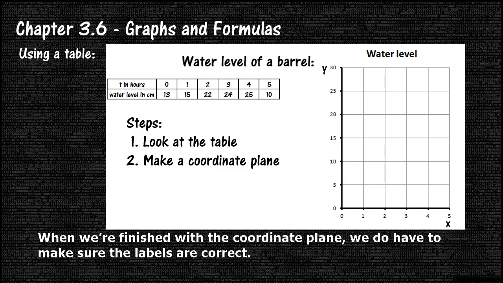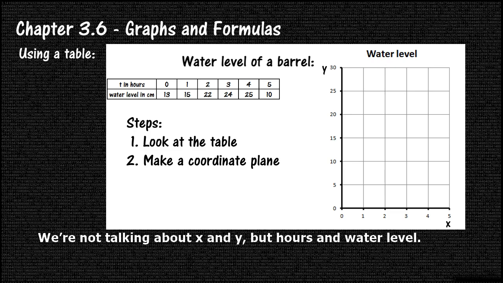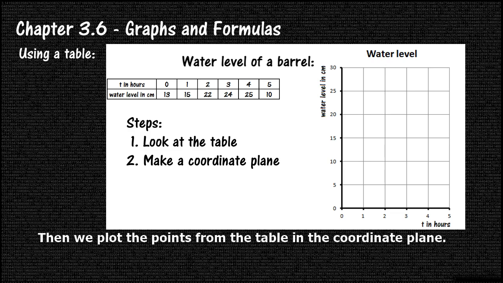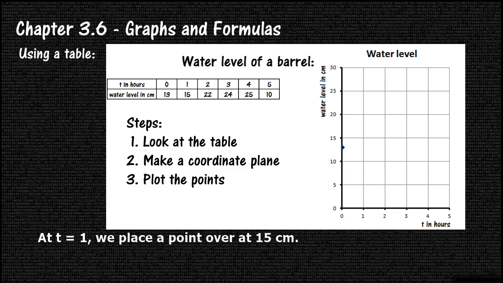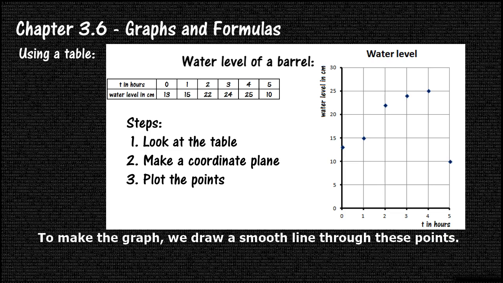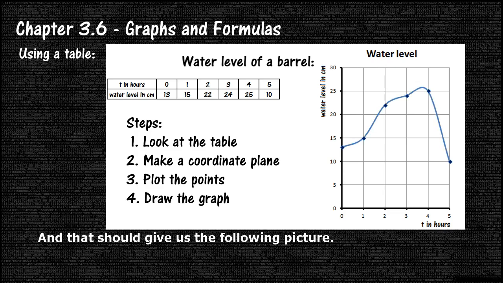When we're finished with the coordinate plane, we do have to make sure the labels are correct. We're not talking about x and y, but hours and water level. Then we plot the points from the table in the coordinate plane. At t equal to 0, the water level is 13 centimeters, so I plot a point over here. At t equal to 1, we place a point at 15 centimeters. We do this for all 6 points of our table. We now have this coordinate plane. To make the graph, we draw a smooth line through these points. And that should give us the following picture.